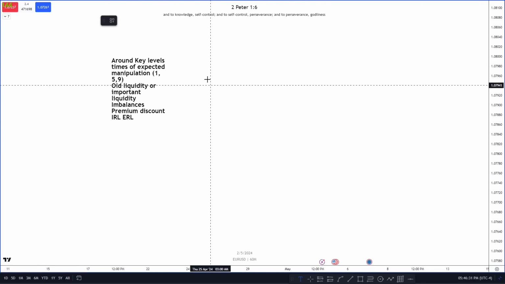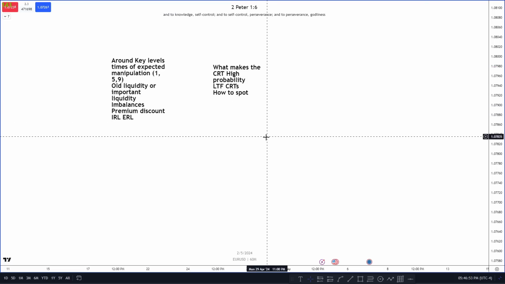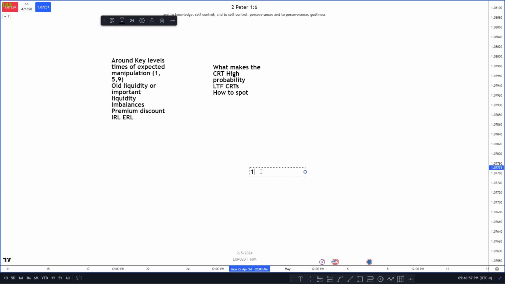I'm going to be delving into this. I'm just going to write out what I want to cover, and then we're going to cover what makes the CRT high probability. Then we're going to go to low time frame CRTs and generally how to spot them. So we're going to be doing a lot of chart work on this one. People wanted me to explain the 159 and the 1369 from the last video.